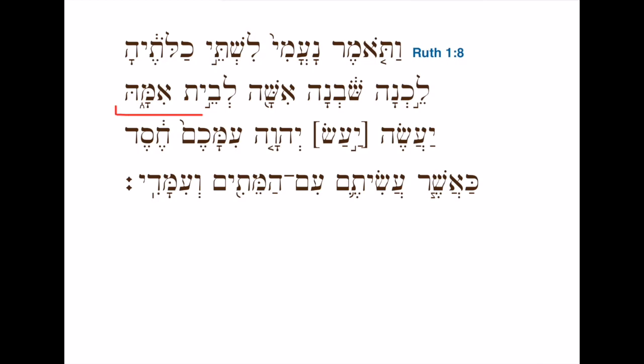Next, we have a construct phrase. And on that construct phrase, we have the lamed preposition, to. Next, we have bait. Now, this is the construct form for the word for house, which is bayit. You better buy that house. You better buy it.